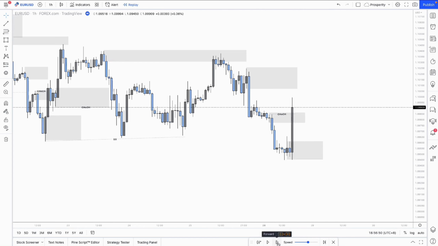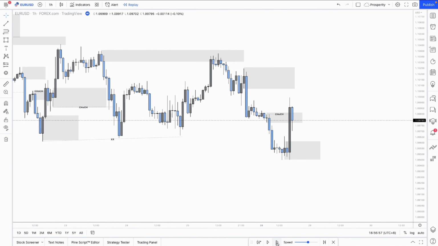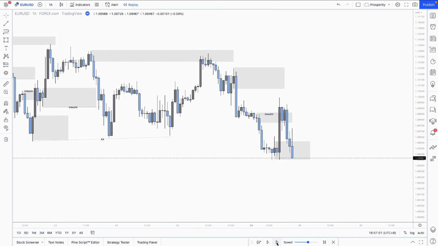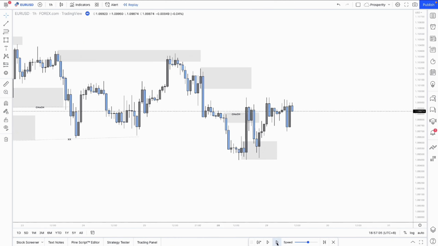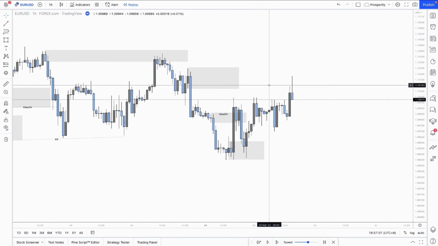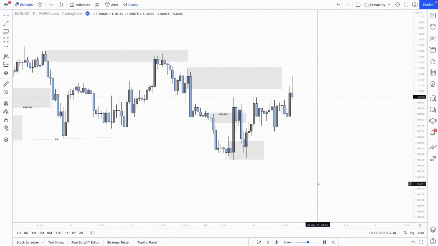Here in our community at Prosperity Academy, we wouldn't be getting into those trades because there aren't the further confirmation and alignment that we personally need. And you can see we respect our demand level. We come and put in new highs. We build lots of liquidity. We tap back into a supply range.